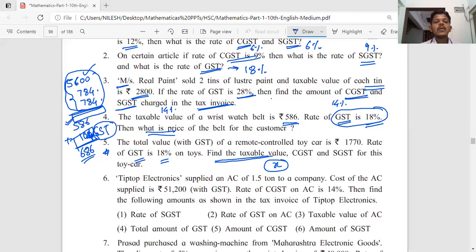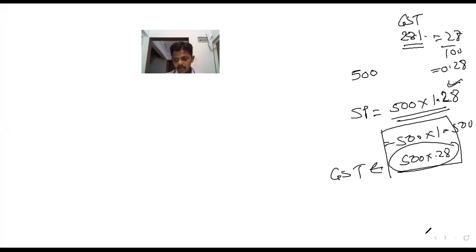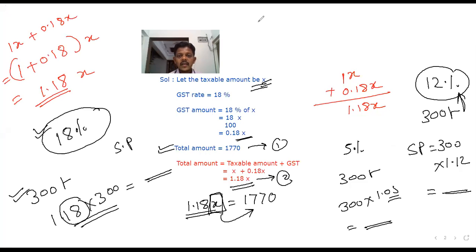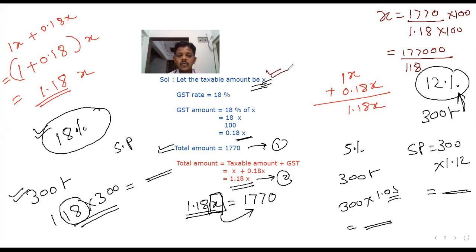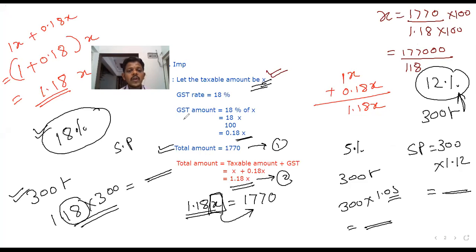What I have shown you is that 1770 is actually 1.18 times X. On the previous page, we had seen it. So ultimately, the value of X would be 1770 divided by 1.18. To get rid of decimals, multiply by 100 here and multiply by 100 here: 1770 with two more zeros, divided by 118. Whatever is the factor, you will divide it and get the taxable value. Once you have the taxable value, now you know how to calculate the GST amount, how to calculate the CGST, how to calculate the SGST. Will you calculate the CGST and SGST for this sum?